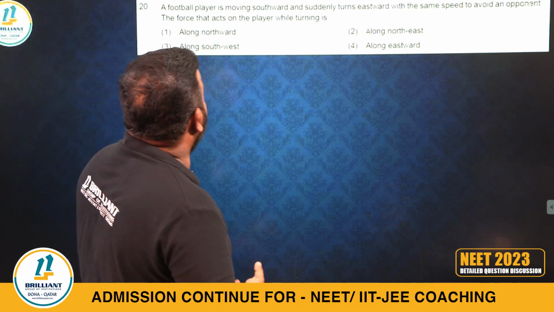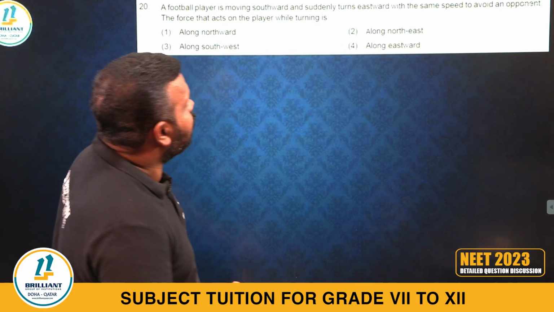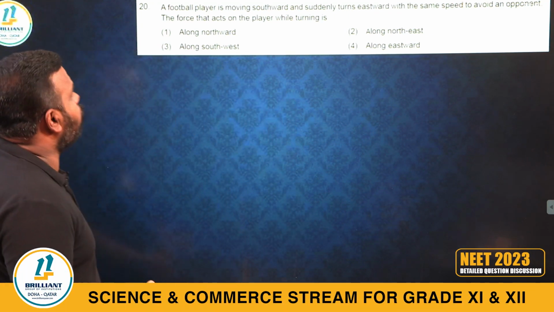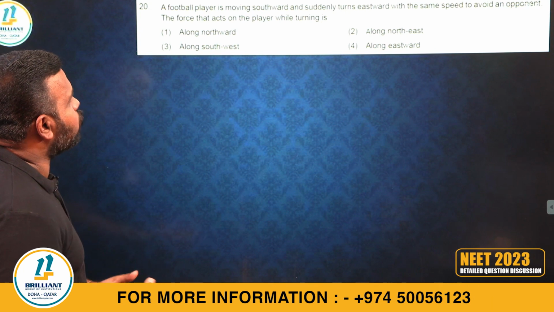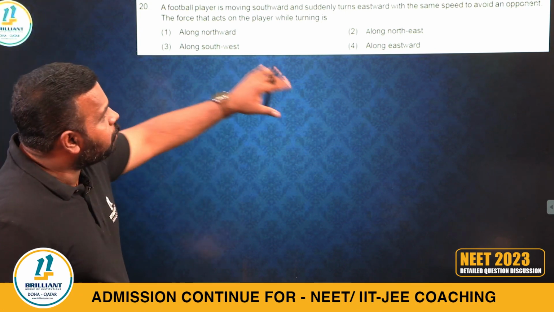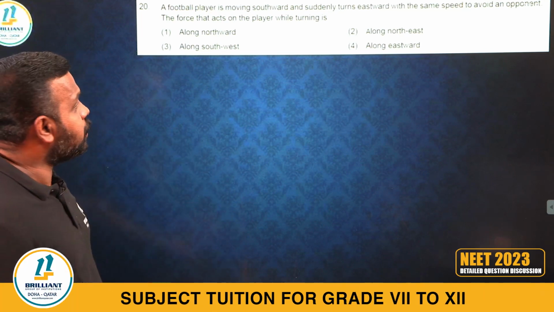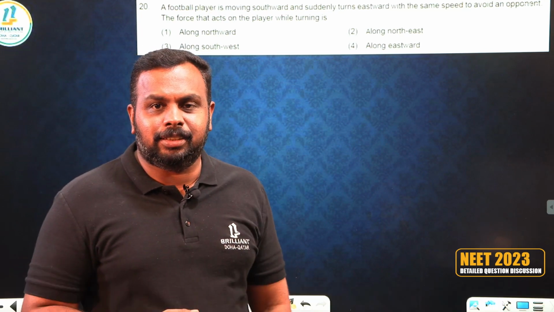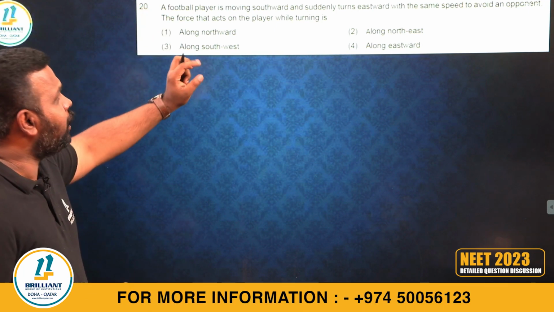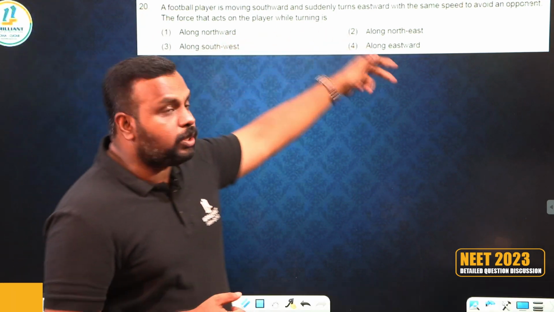Question number 20. A football player is moving southward and suddenly turns eastward with the same speed to avoid an opponent. The force that acts on the player while turning is. So they are not asking the magnitude of force. Just look at the options. Only direction they are asking, right? Direction. See, we can analyze the question.